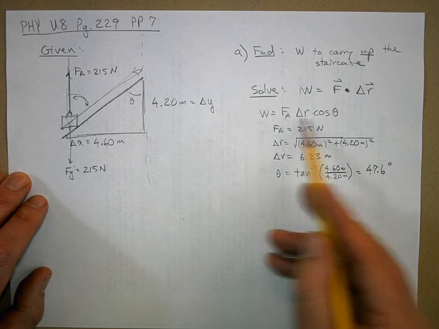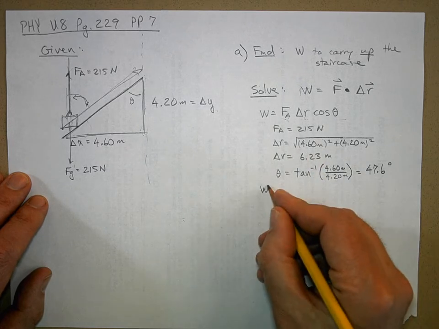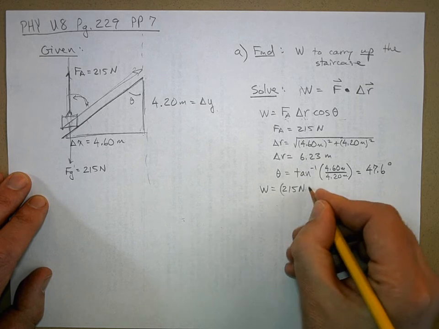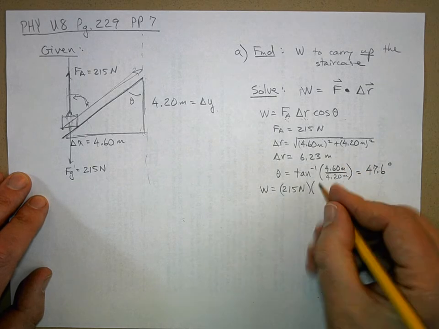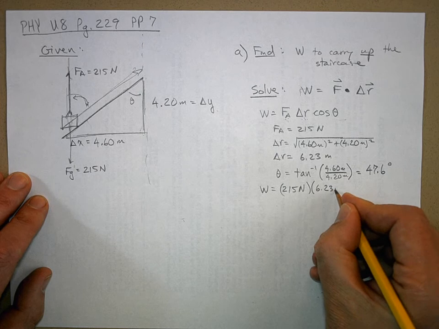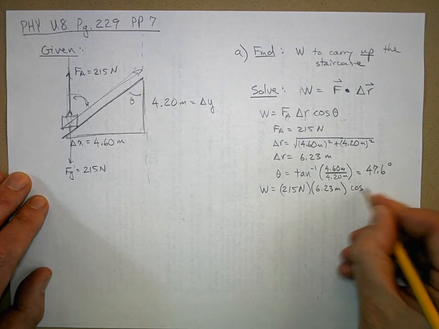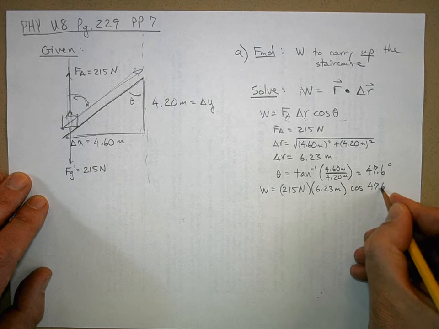Well, now we've got everything we need. The applied force is 215 newtons times delta R of 6.23 meters. And then you multiply that by the cosine of 47.6 degrees.